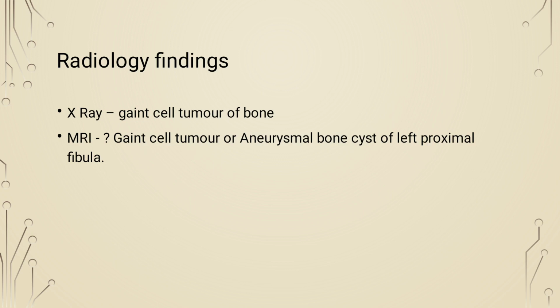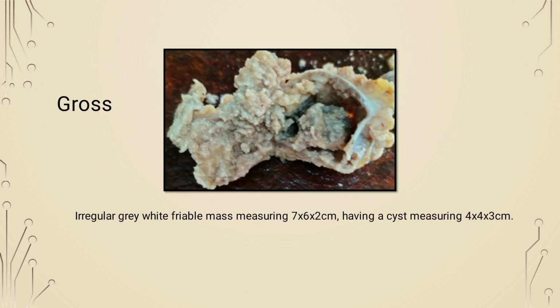The patient got operated and the specimen was sent to the Department of Pathology. We have received an irregular grey-white friable mass measuring 7 into 6 into 2 centimeter. This mass was cut open and a cyst was present, measuring 4 into 4 into 3 centimeter. One end of the cyst was hard, a bony surface was seen, and the other area was friable.